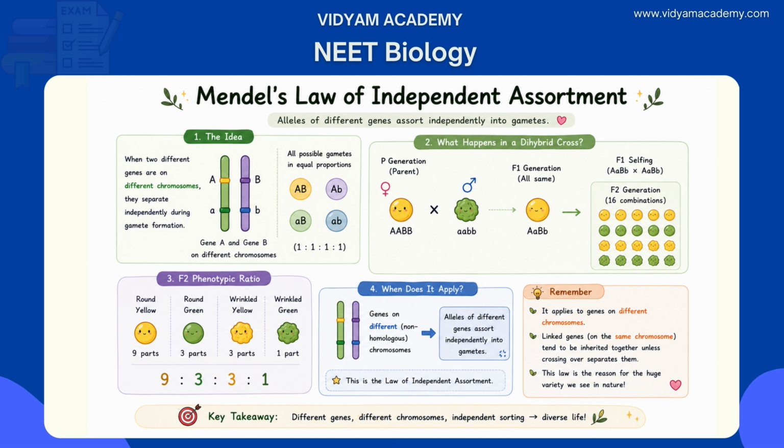Mendel's 7 traits happen to be on different chromosomes, so all showed independent assortment. So when genes are on the same chromosome, linked, this law doesn't hold. They tend to be inherited together unless crossing over separates them. Independent assortment is the reason genetically diverse offspring are produced. That's why option B is the right answer: applies to two genes on different non-homologous chromosomes, alleles of different genes assort independently into gametes.